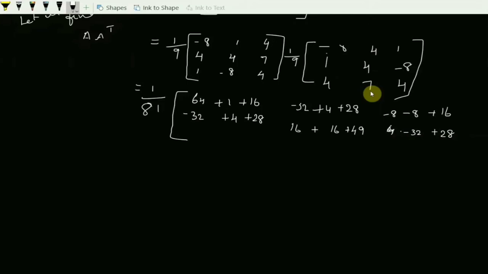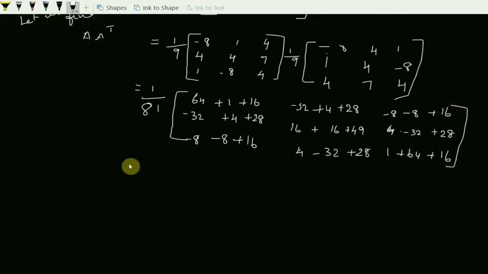Now third row and first column, third row and second column. So third row and first column, if you multiply, you will get minus 8 plus 16. Similarly here 4 minus 32 plus 28. This will give you 1 plus 64 plus 16. Okay.